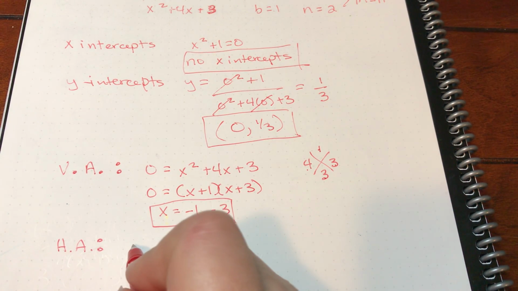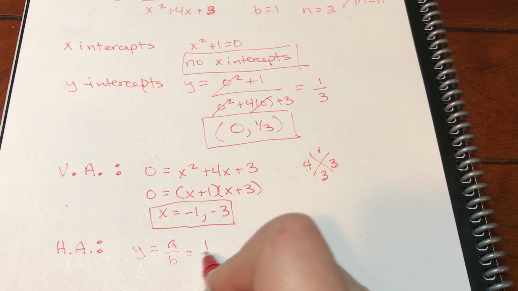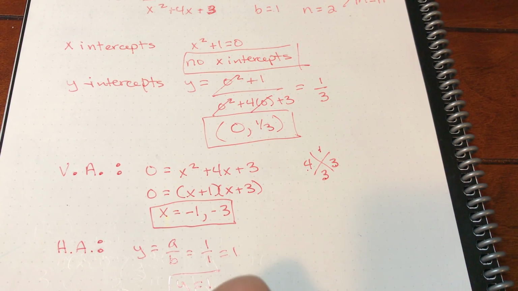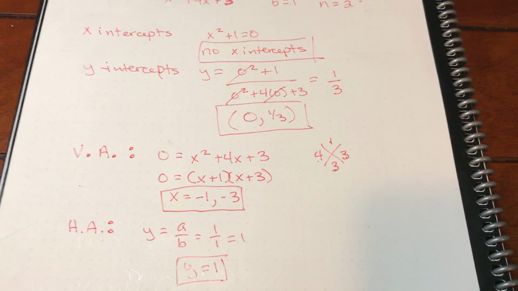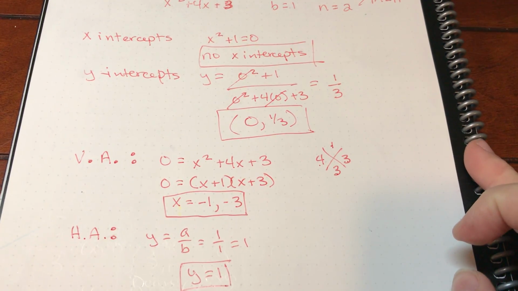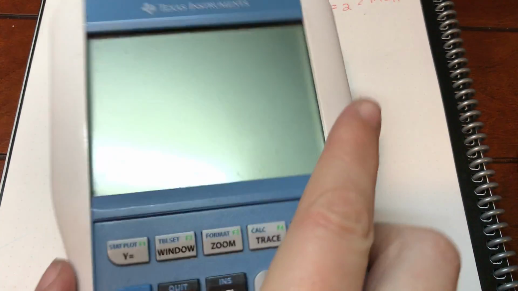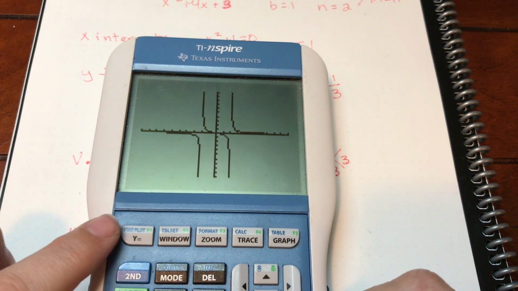So my horizontal asymptote is y equals A over B, which is 1 over 1, which is 1. So y equals 1 is my horizontal asymptote. Okay. And then again, we can put this into our graphing technology and see what the graph looks like.